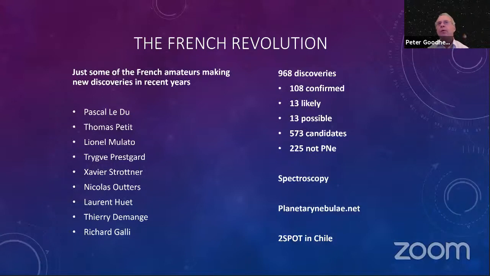But the group does more than just discovering. Some members of the group do spectroscopy, and that's invaluable in determining whether something really is a planetary nebula. They maintain a very, very good online repository called planetarynebulae.net, which has become the de facto standard for amateur discoveries.